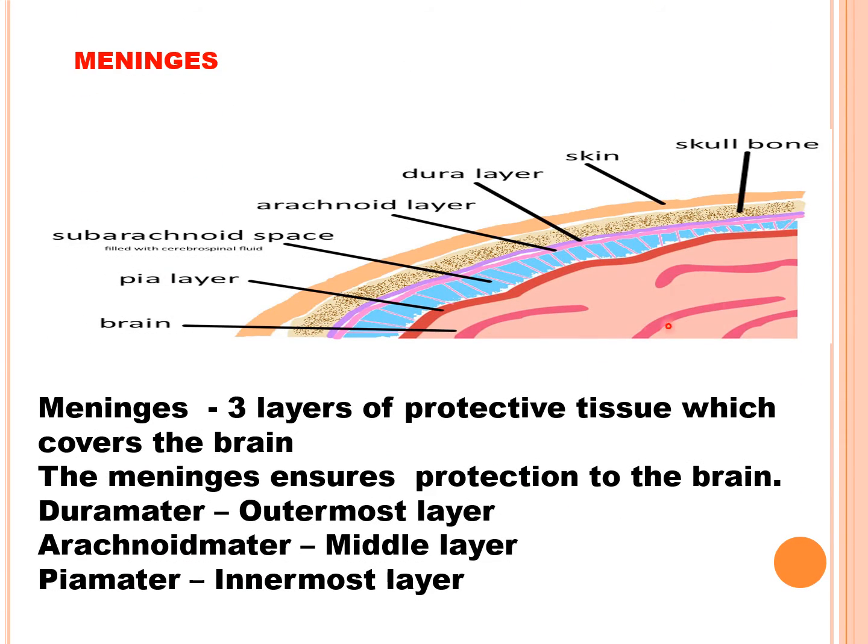The brain, being a very delicate organ, needs protection. So there are three protective membranes which cover the brain, and these membranous tissues which protect the brain are called the meninges. In the diagram you can see this outer part is the skin. Just below the skin lies the skull bone, which is called the cranium. Just below the cranium you see a purple colored membrane, then a pink colored membrane like structure, and then a brown colored membranous structure.